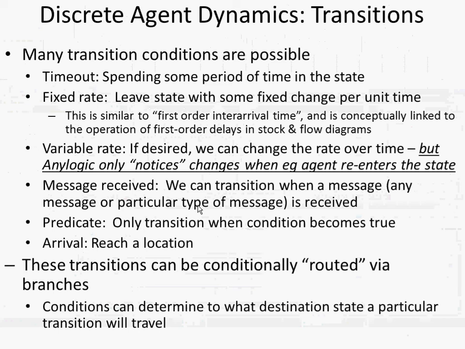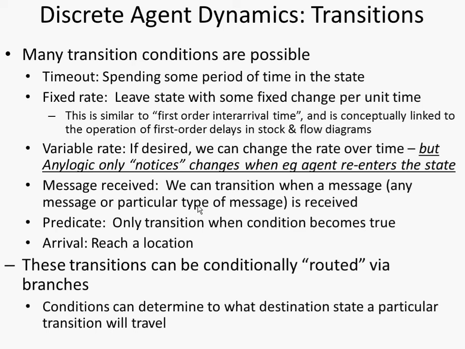A fixed rate transition, where you have a certain chance per unit time of going from one state to the other. A timeout transition, entering the state you'd leave it after a certain time exactly, and that time could either be specified as a number or drawn from a distribution if you wanted a custom distribution. One thing we haven't looked at yet, but which we'll be seeing, is a message received transition.